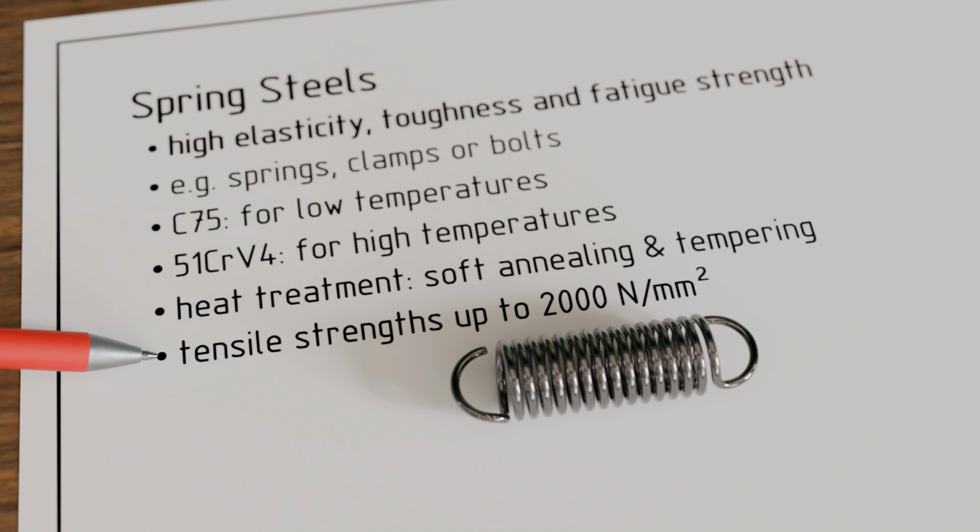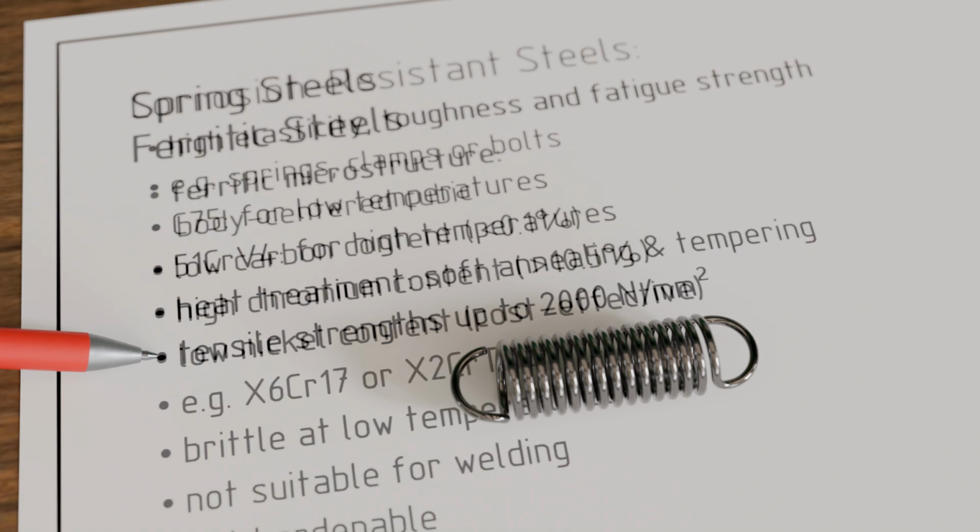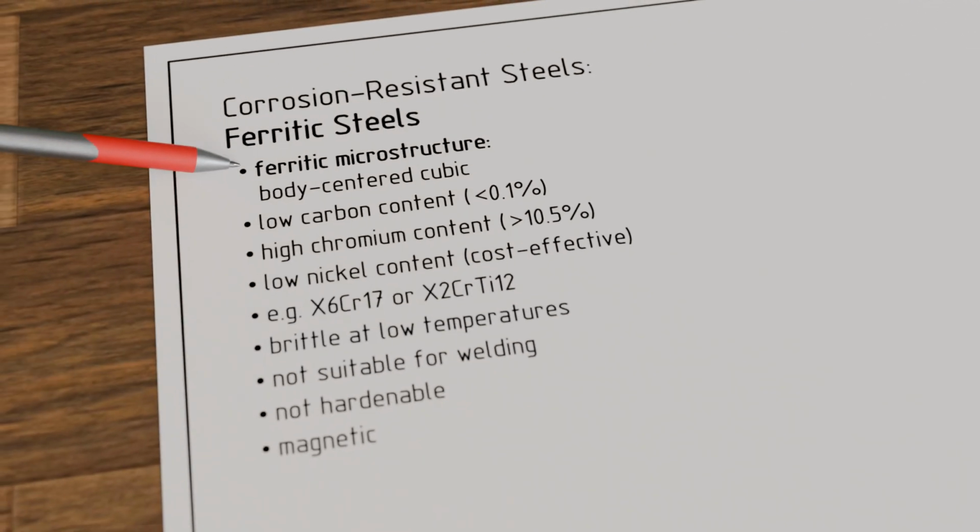However, not all spring steels require heat treatment. Some achieve the required strength through the manufacturing process itself, for instance via cold rolling, which induces strain hardening. Let's move on to the group of corrosion-resistant stainless steels, which we explained in more detail at the beginning.